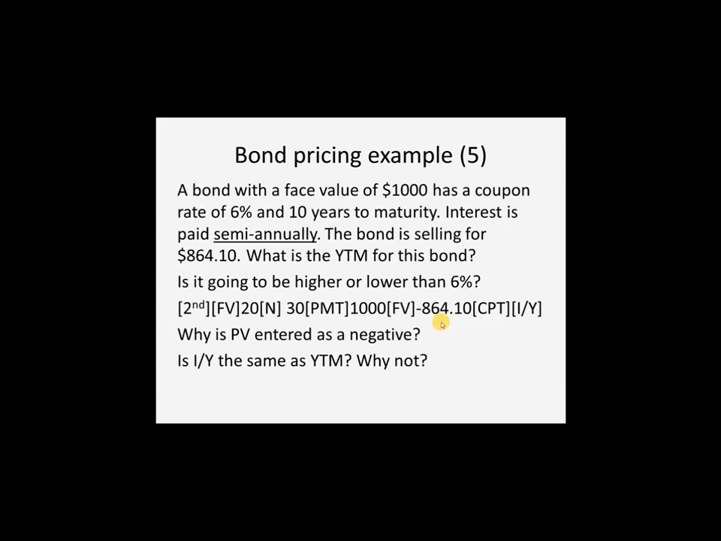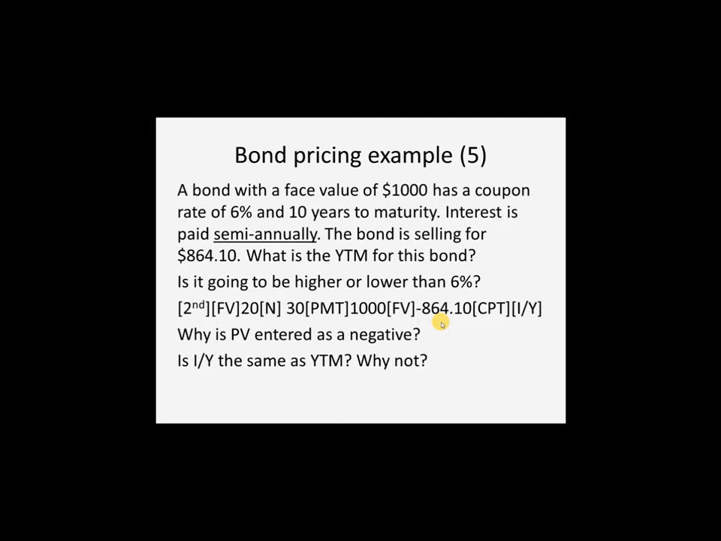Okay, now we're going to switch things up a bit. We have a bond with a face value of 1,000 and a coupon rate of 6% and 10 years to maturity. So far it looks very familiar. Interest is paid semi-annually. But now they're giving us the bond price of $864.10 and asking us to calculate the yield to maturity for the bond. Well, the good news is our TI-BA2 Plus can do this for us quite easily.